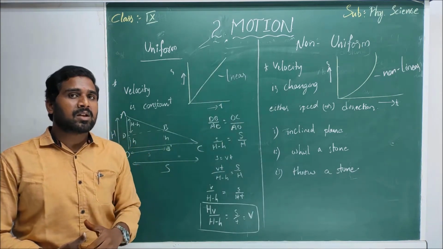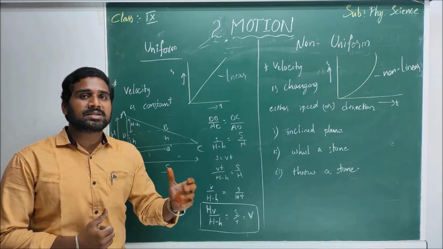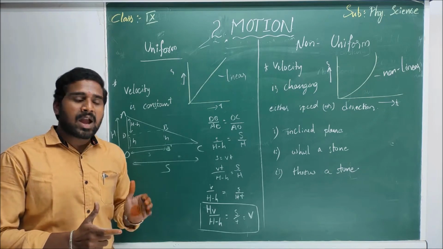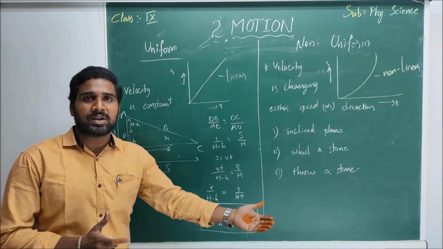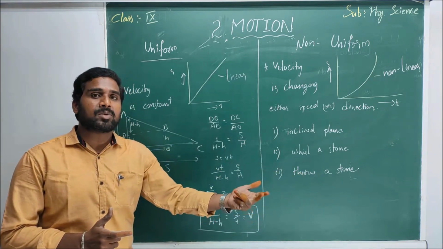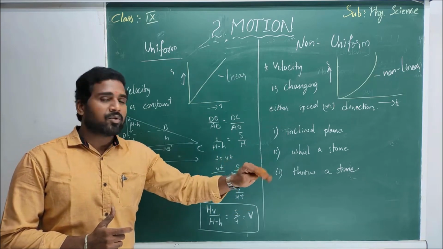When we observe our textbook, one activity is given: a cyclist covering equal distances in equal intervals of time. He started his journey from 0 seconds, and in the first second he covered 4 meters, and in the second second he covered another 4 meters. So in total, in 2 seconds, how much distance did he cover? 8 meters. And in the third second he also covered 4 meters.